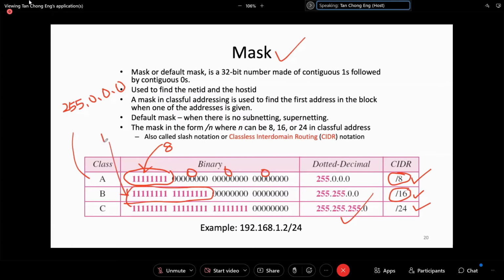This is /16. So /24, you know the answer. 24 is because of this one: 8 plus 8 plus 8, altogether 24.